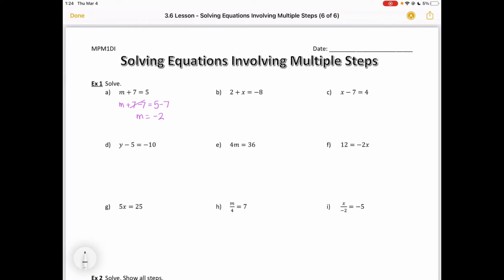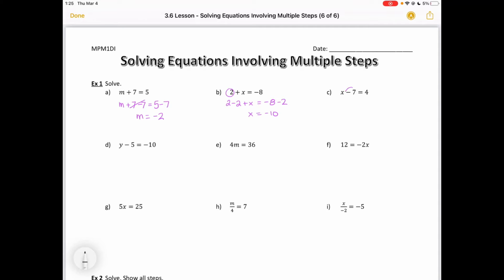On my next one here, in order to get x by itself, I've got plus 2, so I'm going to take away 2 on the left-hand side, and then I'm going to take away 2 on the right-hand side. On the left-hand side, I get x equals minus 10.